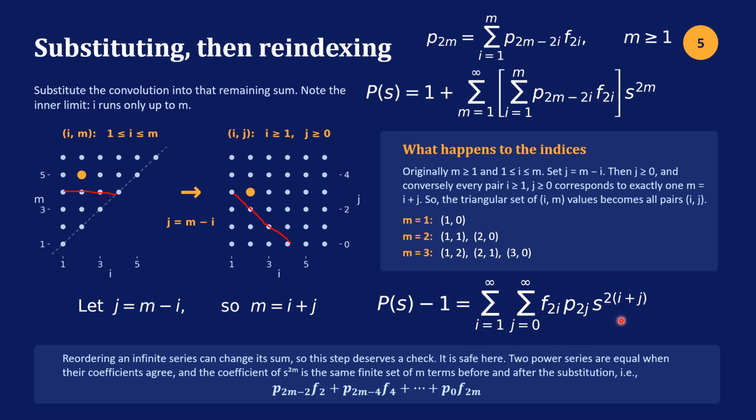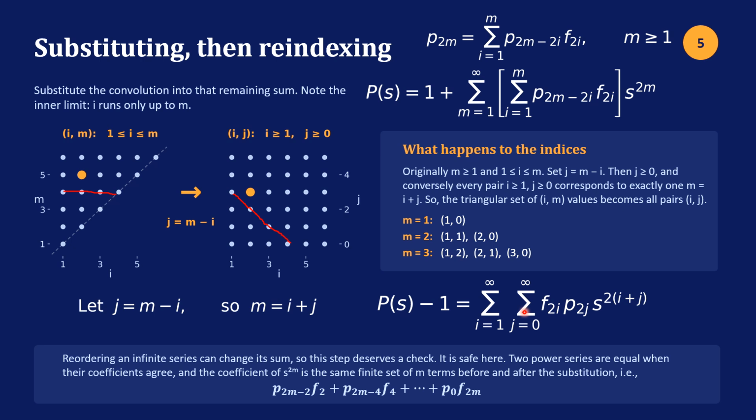And we also needed to make the substitutions into the formulas here. So i remained as it was, so we have f sub 2i here. But then this here, 2m minus 2i is just 2j, so that becomes 2j. And then this m here, if you solve for m in terms of i and j, it's m equals i plus j, and so you get 2 times i plus j. So that's the transformation of this into this.